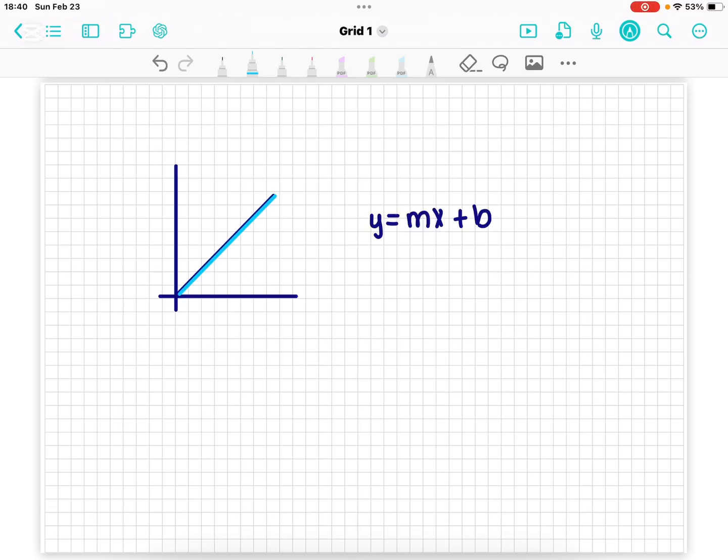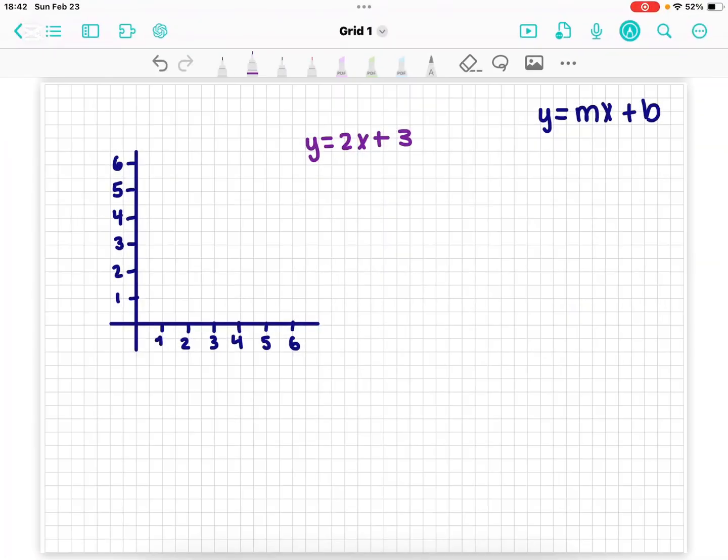Let's break it down. M represents the slope of the line, and b represents the y-intercept, which is the point that crosses the y-axis. We're going to try to understand the slope and a little bit of the y-intercept, even though it's pretty straightforward, using an example. We have the equation y equals 2x plus 3 on the screen. We're gonna draw a line on the graph with a slope of 2 and a y-intercept of 3, because we know that m equals 2 and b equals 3. So m is the slope and b is the y-intercept.